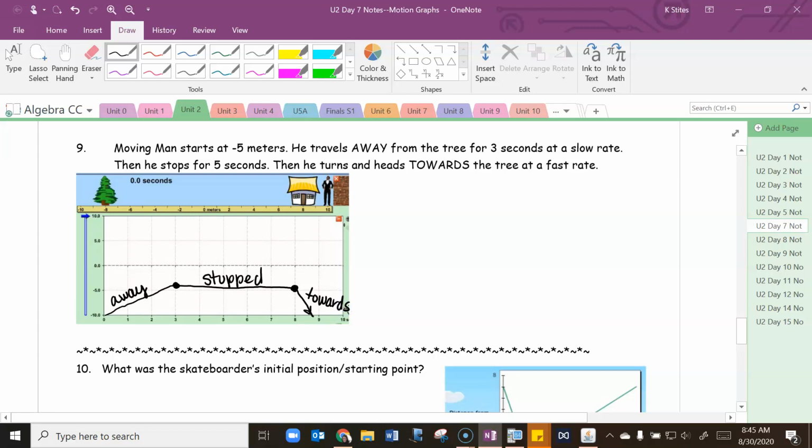Okay, so think about it. If I started walking towards you right now, my distance to you would be decreasing, right? I'm getting closer to you. So that's why the line is going downhill.